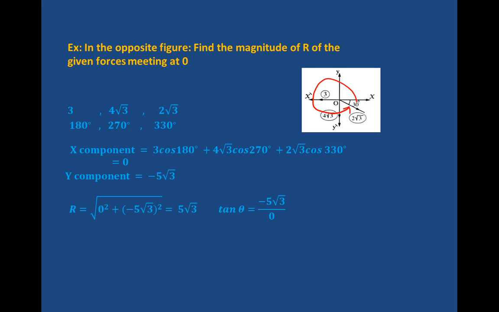Here, the tan of angle theta is undefined. Take care. There are two angles whose tan is undefined, 90 degrees and 270 degrees. Since the y component is negative, the measure of angle theta equals 270 degrees. Therefore, the resultant of these forces acts in the negative y direction.